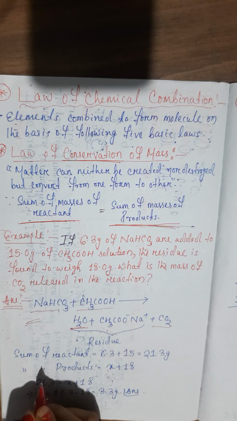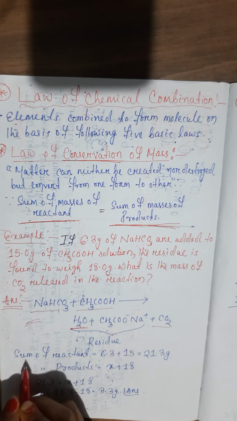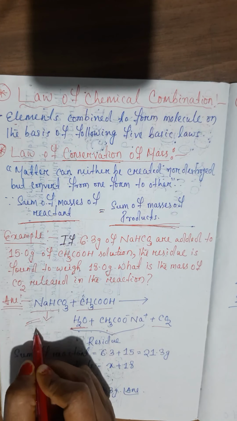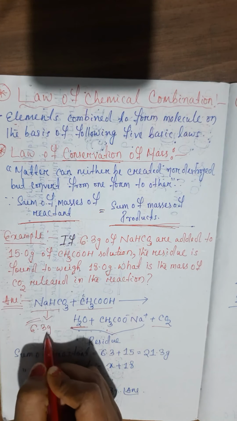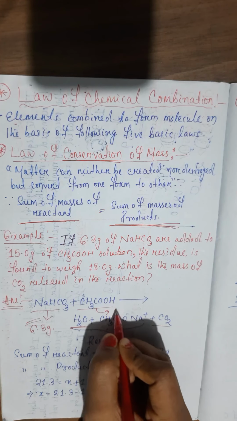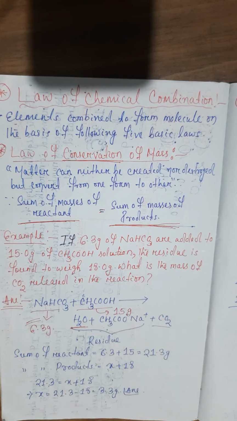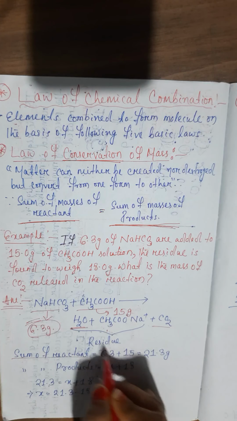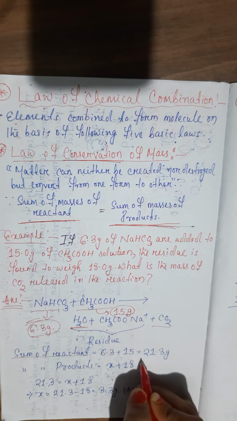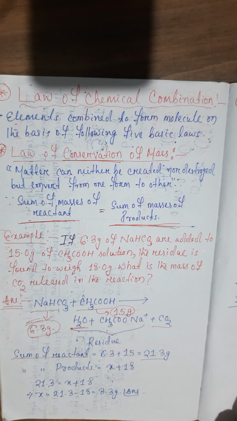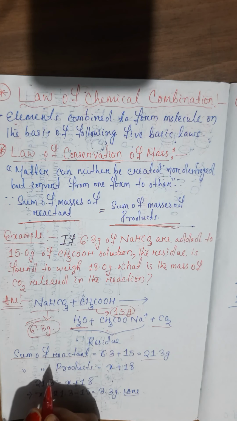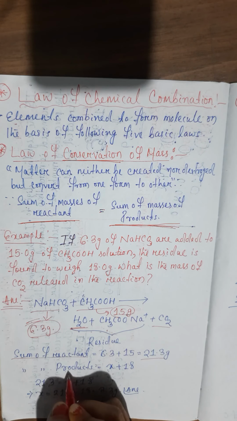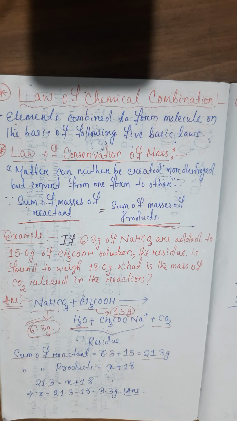So according to the question, what is the data that is given? The sum of the reactants is equal to: we have NaHCO3 6.3 gram, whereas CH3COOH we have 15 gram according to the question. So what is the sum of the reactants? 6.3 gram plus 15 gram, which is equal to 21.3 gram. Then what will be our next step? The next step should be to find the sum of the products.